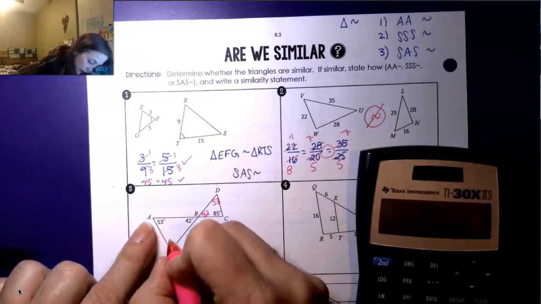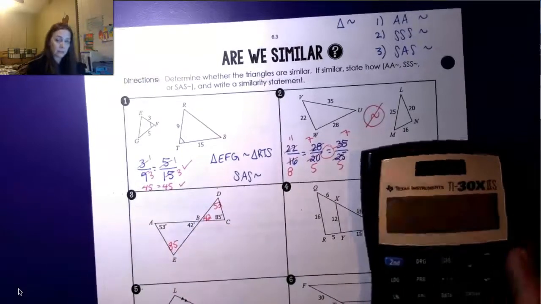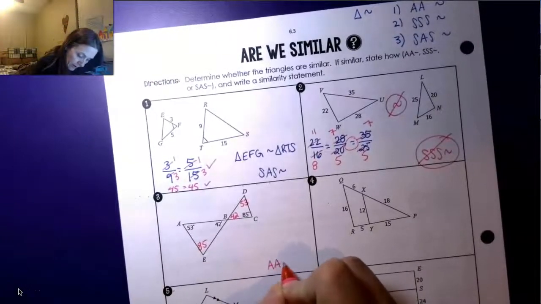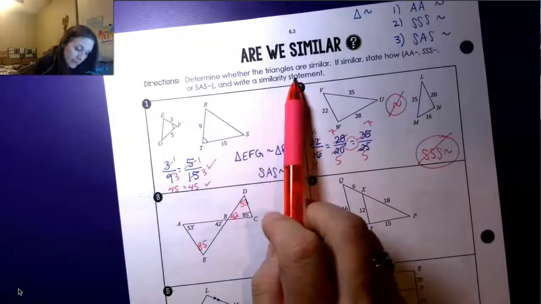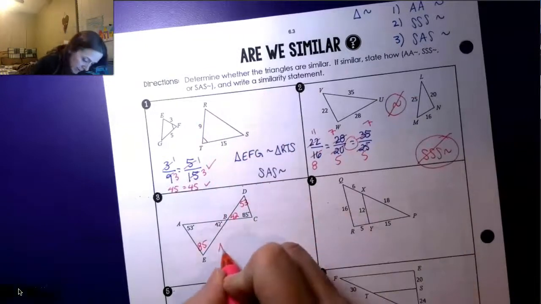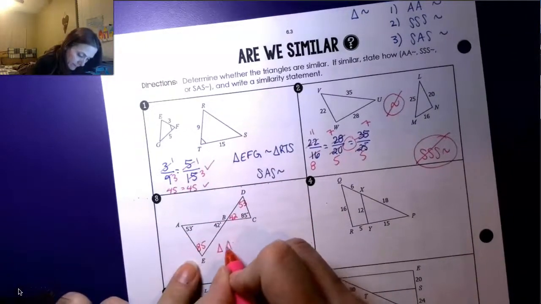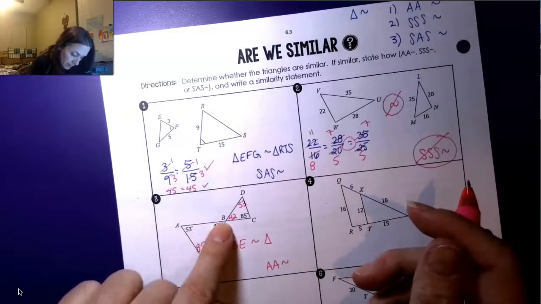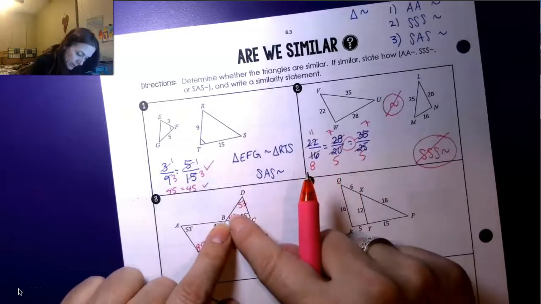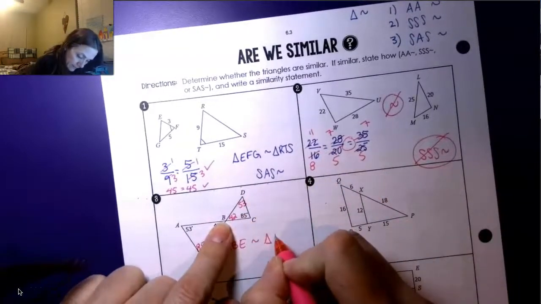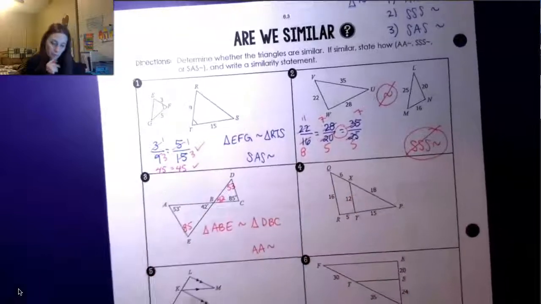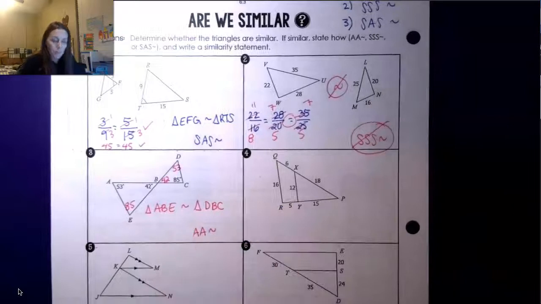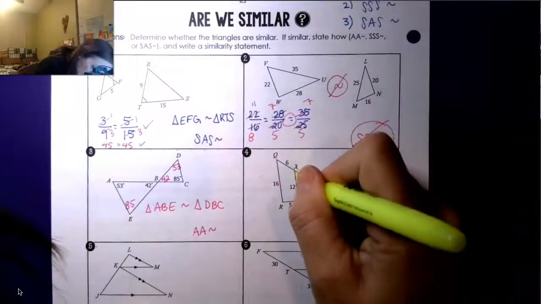So that means those have to match. My angles are all the same. I can now say that they are similar by angle-angle similarity. It does say to write a similarity statement, so I would say triangle ABE is similar to triangle DBC. Make sure it's in order of congruence. This is one where, again, they overlap, so it may help for you to shade them in.